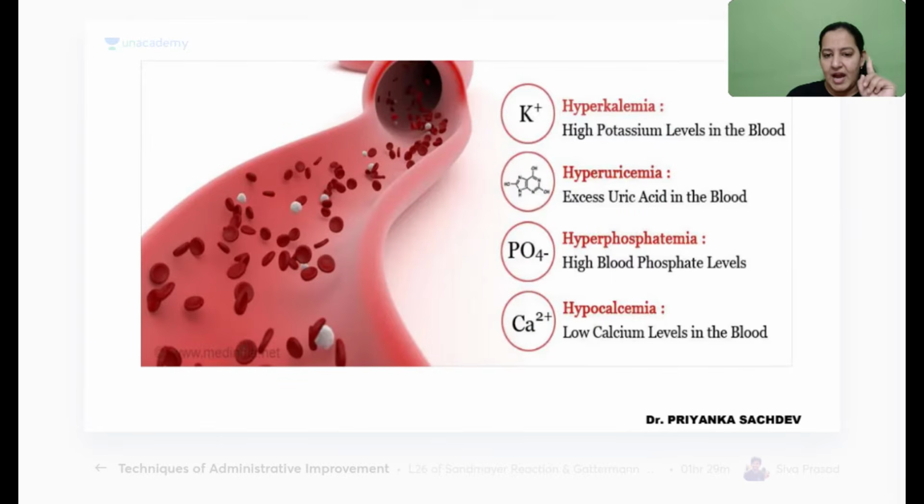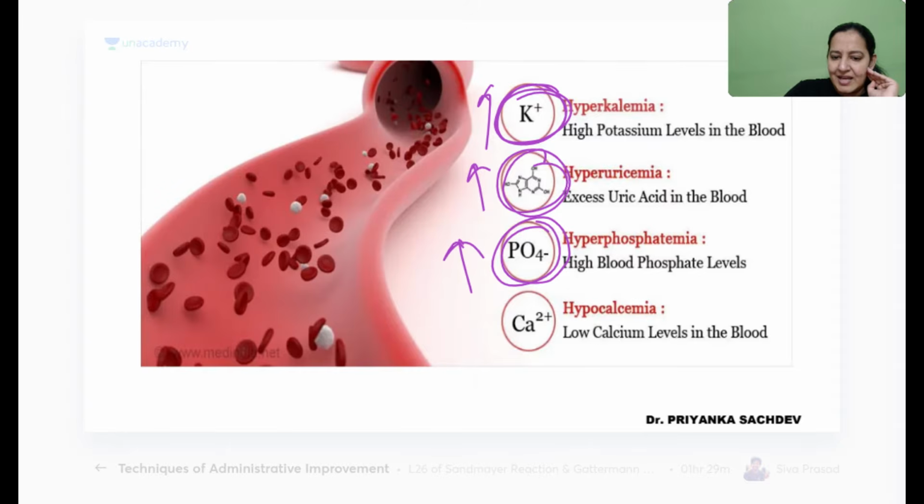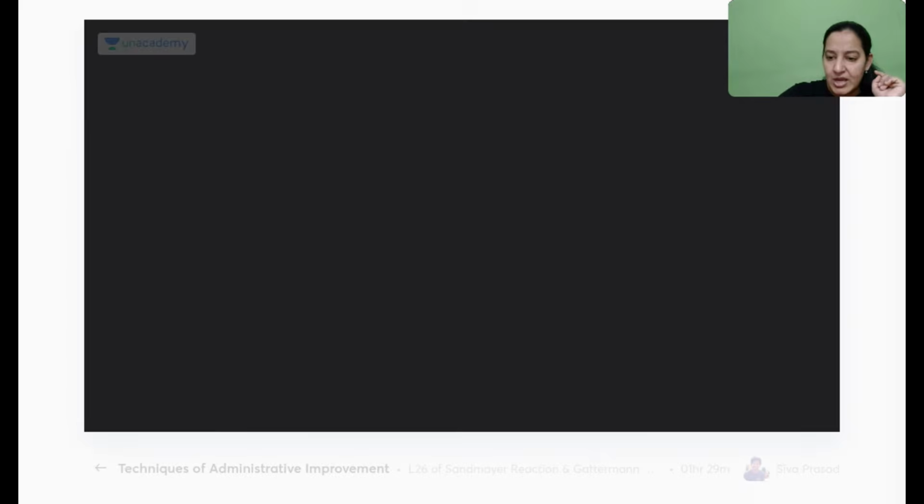So 3 hyper हैं, 1 hypo है. Hyper क्या है? Potassium hyper है. Uric acid hyper है. Phosphate hyper है. लेकिन calcium hypo है. You will never forget. Say yes or no. Everyone say yes or no. What are 3 hyper and 1 hypo? Tell me 3 hyper and 1 hypo.